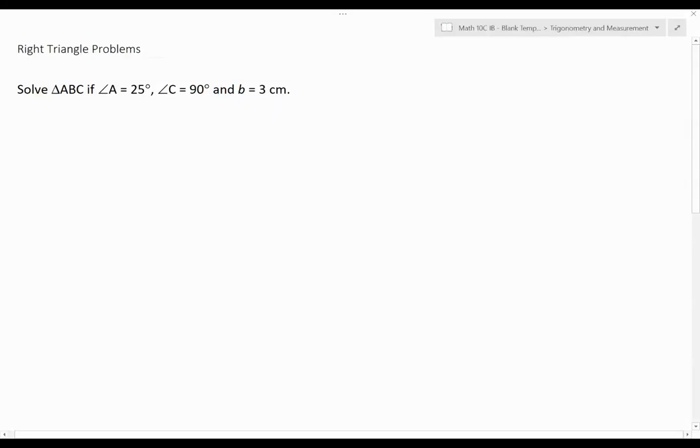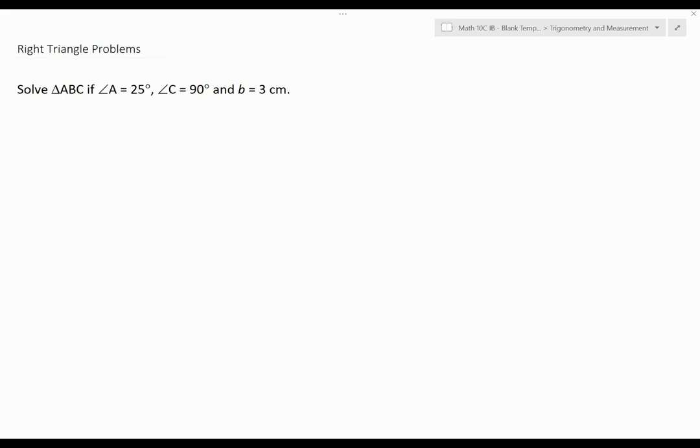Hello. In this video, we're going to look at solving right triangle problems, and that starts with the idea of solving a triangle. Solving a triangle means finding the lengths of all missing sides and finding the measure of all the missing or unknown angles.